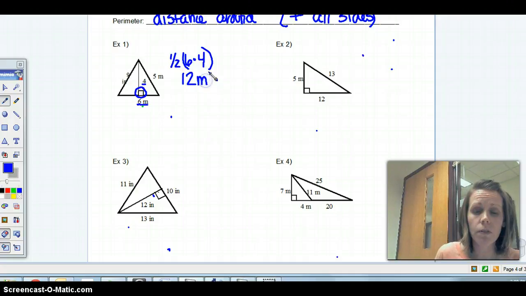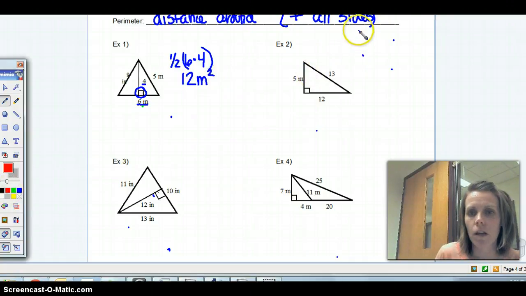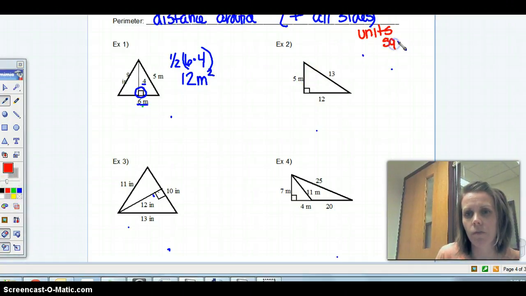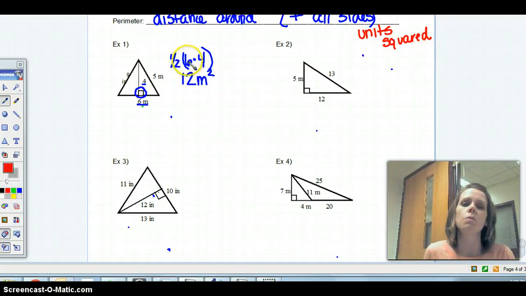And your units for area, if you're finding the area of all these shapes, is going to be squared. Let's write that up at the top here. Area for any shape is going to be units squared, or to the 2nd power. And the reason for that is because when you multiplied 6 by 4, you were doing 6 meters times 4 meters. So meters times meters would give you meters squared.